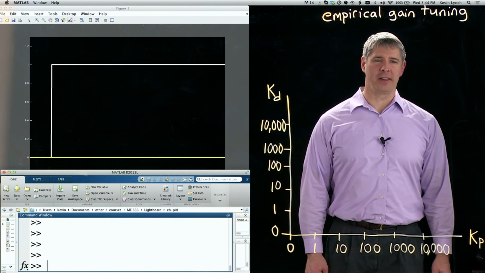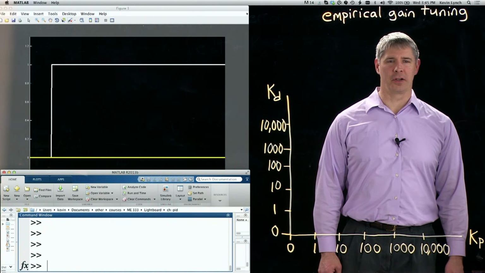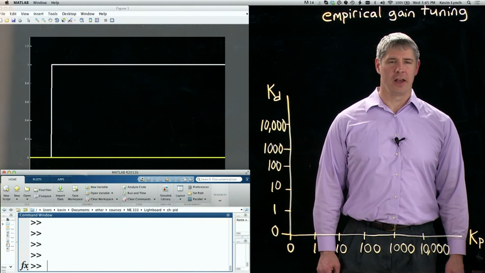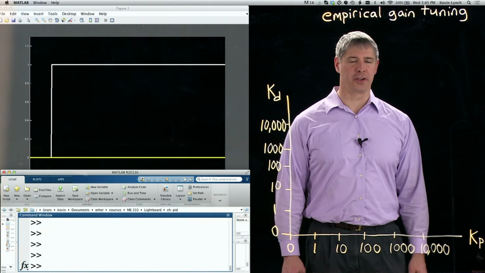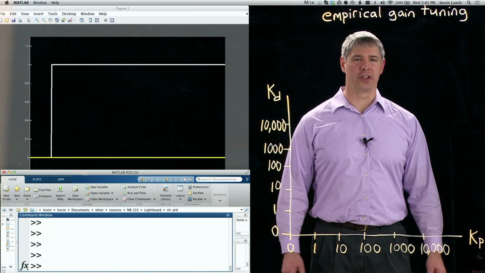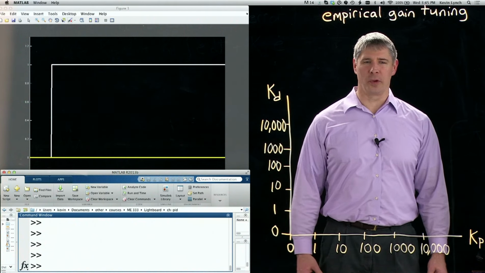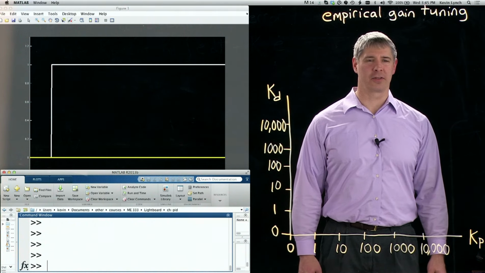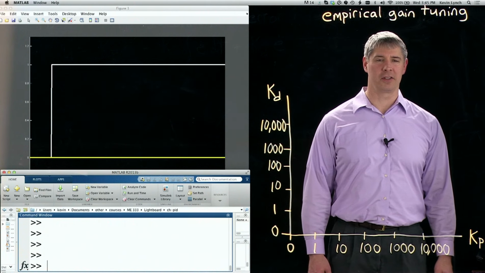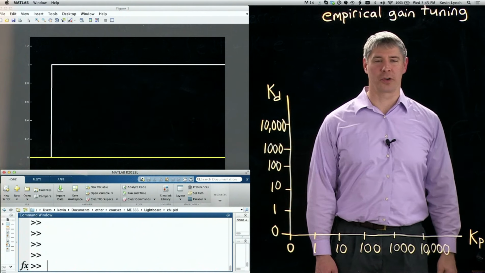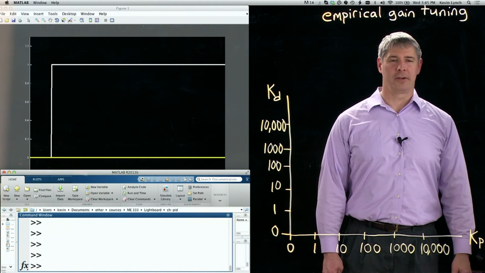The best way to find the gains for your PID controller is to derive the equations of motion of your system and then use systematic methods from linear control theory to find good choices of the gains. Now, often we can still design a good PID controller even without a good model of the system. And the way we do that is empirical gain tuning. So we're going to try an example of that right now.